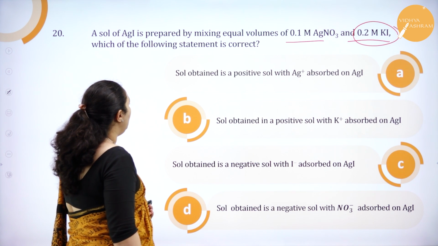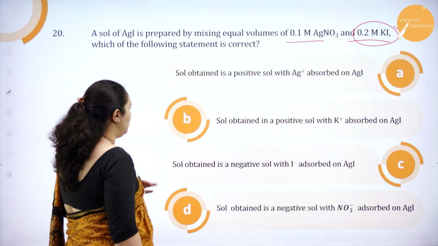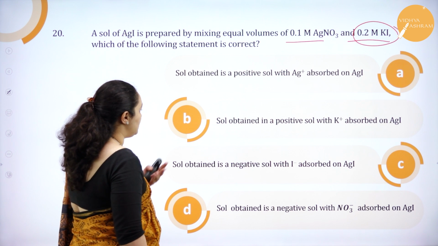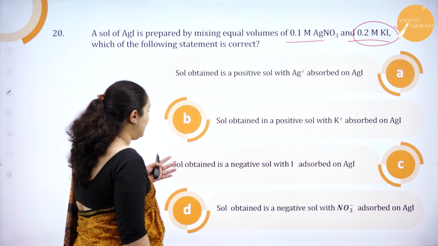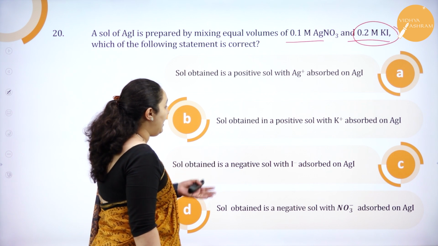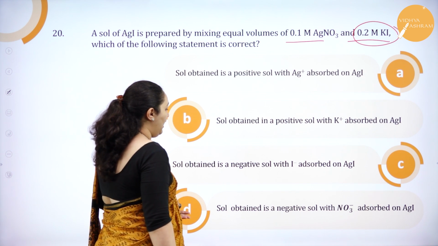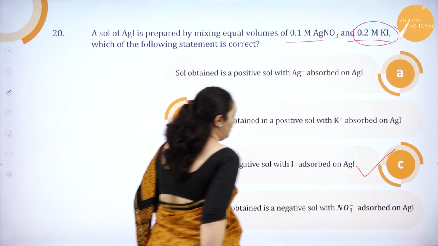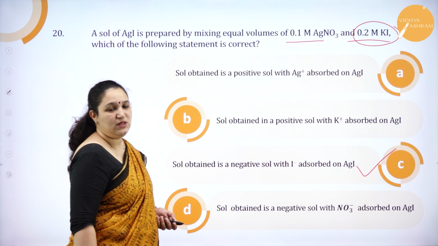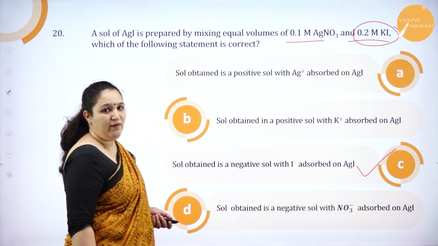So we'll see. Sol obtained is a positive sol, so it's wrong. Sol obtained is a positive sol, again wrong. Sol obtained is a negative sol with I minus adsorbed on AgI, correct. So this is my correct answer, which is option C. Okay, I hope you have understood.